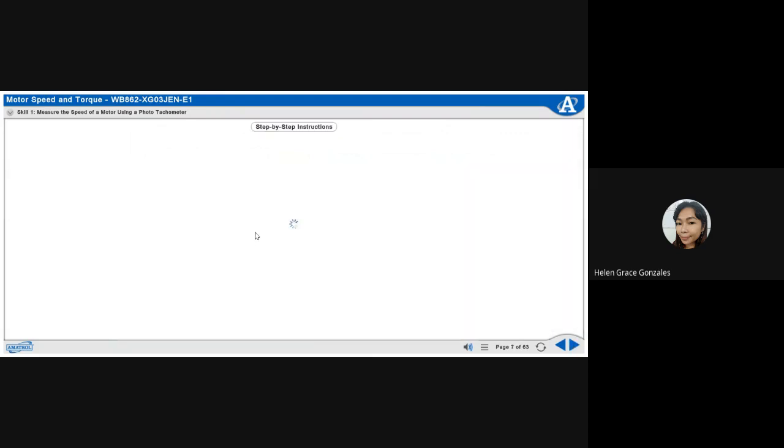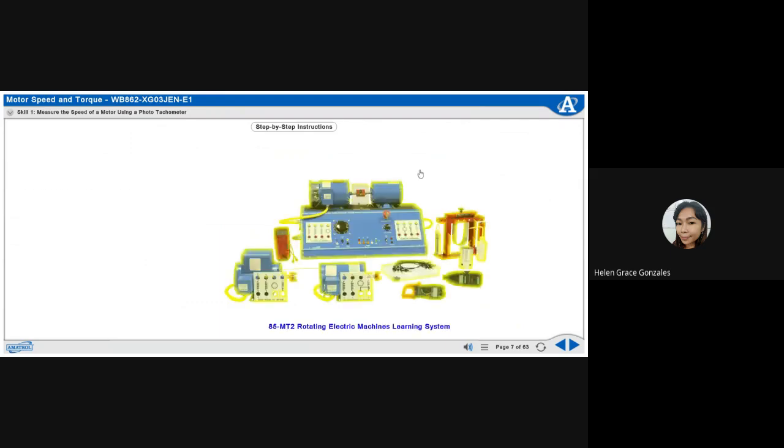Measure the speed of a motor using a phototachometer. In this procedure, you will connect the DC motor in the shunt configuration. You will then operate the motor and use a tachometer to measure the rotation speed of the shaft as you vary the speed. Click on the equipment to view the step-by-step instructions for performing this procedure using the selected system.